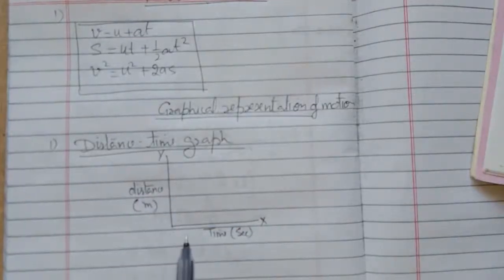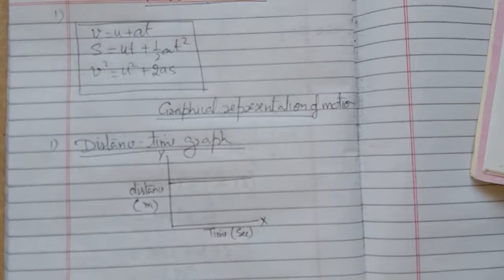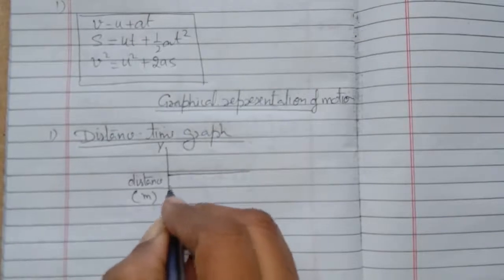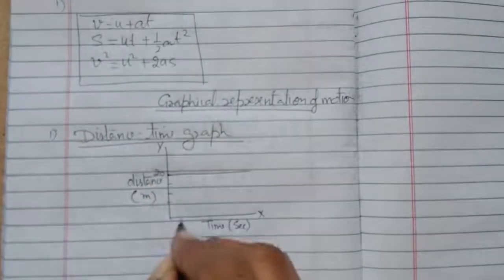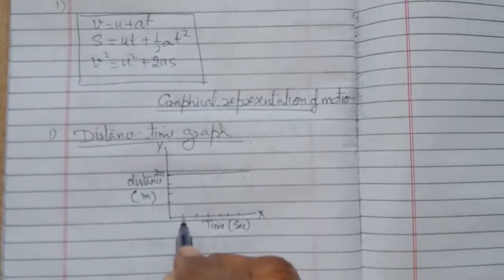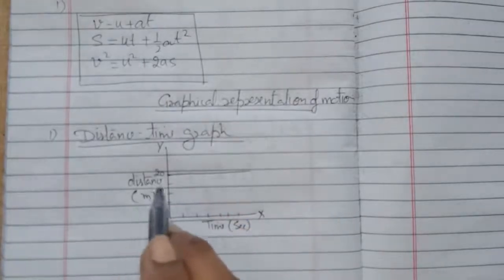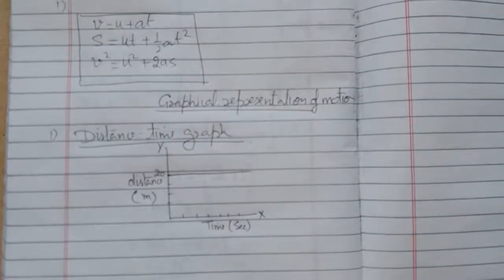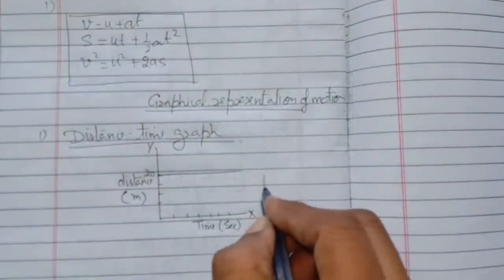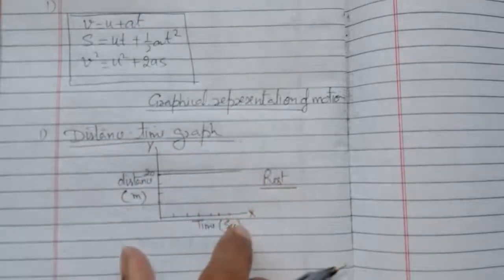Okay. So suppose this graph is like this. What is the meaning of this graph? All the graphs have some meanings. Suppose the distance at this point is 20 meters, and the time is 1, 2, 3, 4, 5, 6. The distance at 1 second is 20, at 2 seconds is 20, at 3 seconds is 20. It means the distance is not increasing with time. The object is at the same distance at every moment. So we can say the body is at rest.